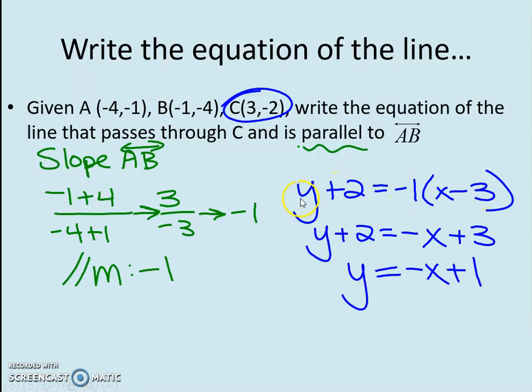Once you write everything into point slope form, you do the distributive property, and then you solve. So that's negative 1x plus 3, because negative 1 times negative 3 is positive 3. And then subtract 2 on each side. So y equals negative x plus 1 will be your equation. So that's the answer.